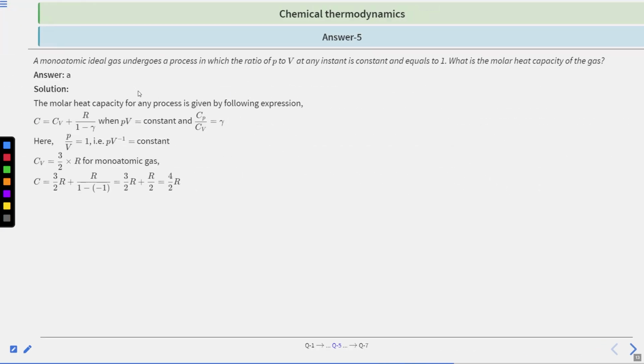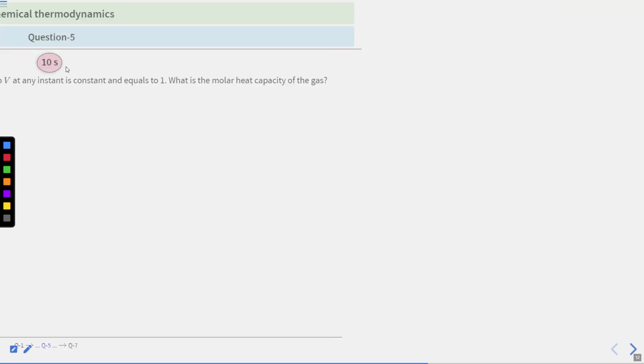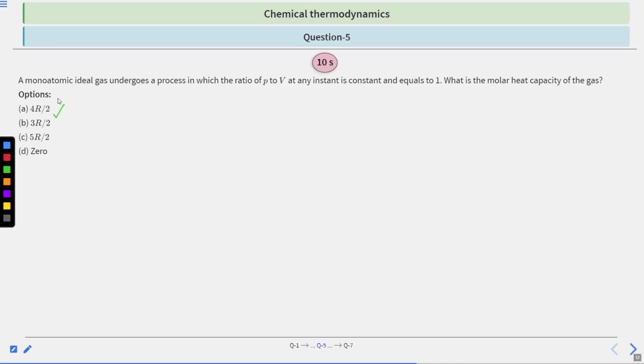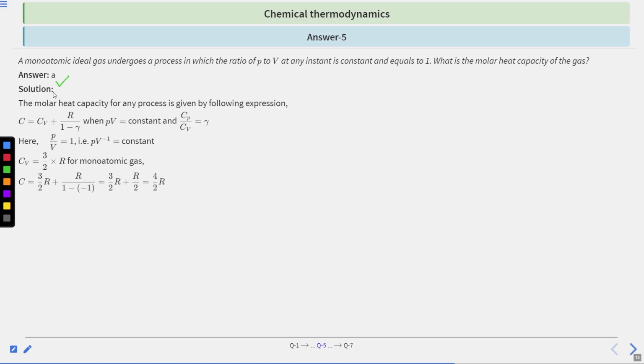Okay, so the correct answer will be option A, that is 4R by 2. So let's find out how. The molar heat capacity for any process is given by the following expression: C equals CV plus R upon 1 minus gamma, when PV is constant and CP by CV equals gamma. So this equation we know is used for molar heat capacity for any process.